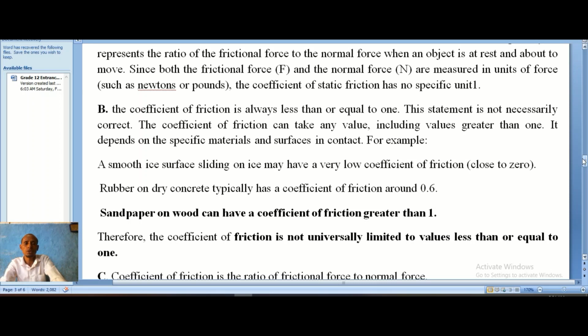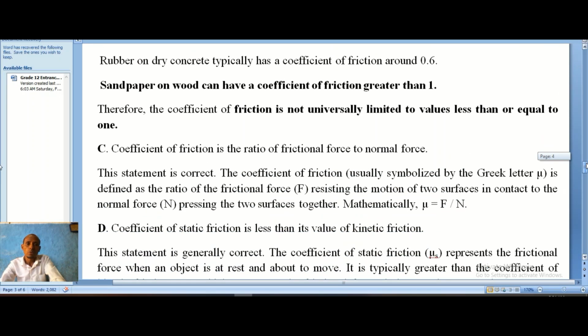Sandpaper on wood can have a coefficient of friction greater than 1. Due to this, the coefficient of friction is not universally limited to values less than or equal to 1.